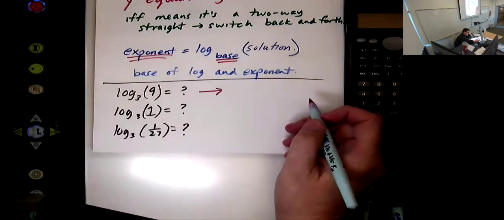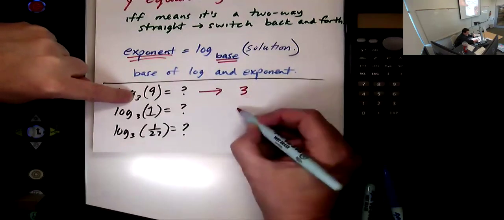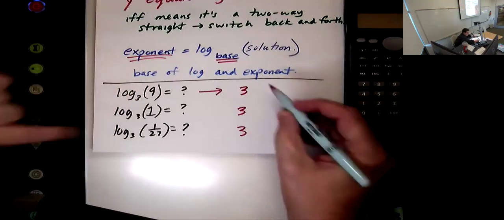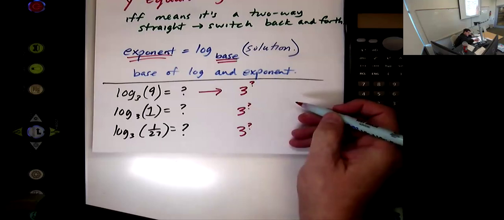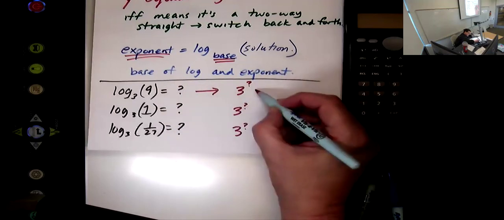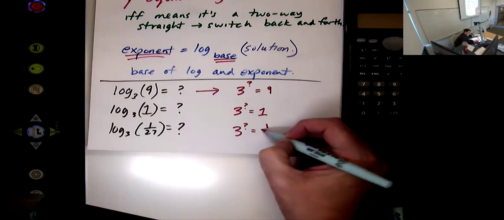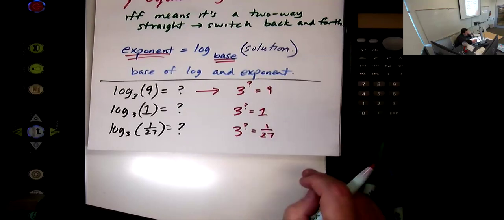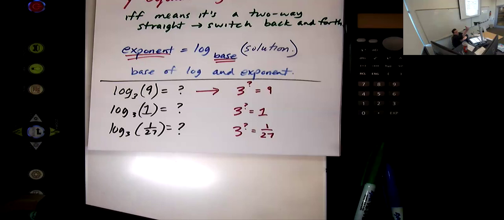If I switch this over to the exponential form, this is my base. In fact, they're all base 3 the way I did it, and all of them have a question mark as the exponent. The other side is the exponent, which leaves the thing in the parentheses, what that equals. It's an exponent.